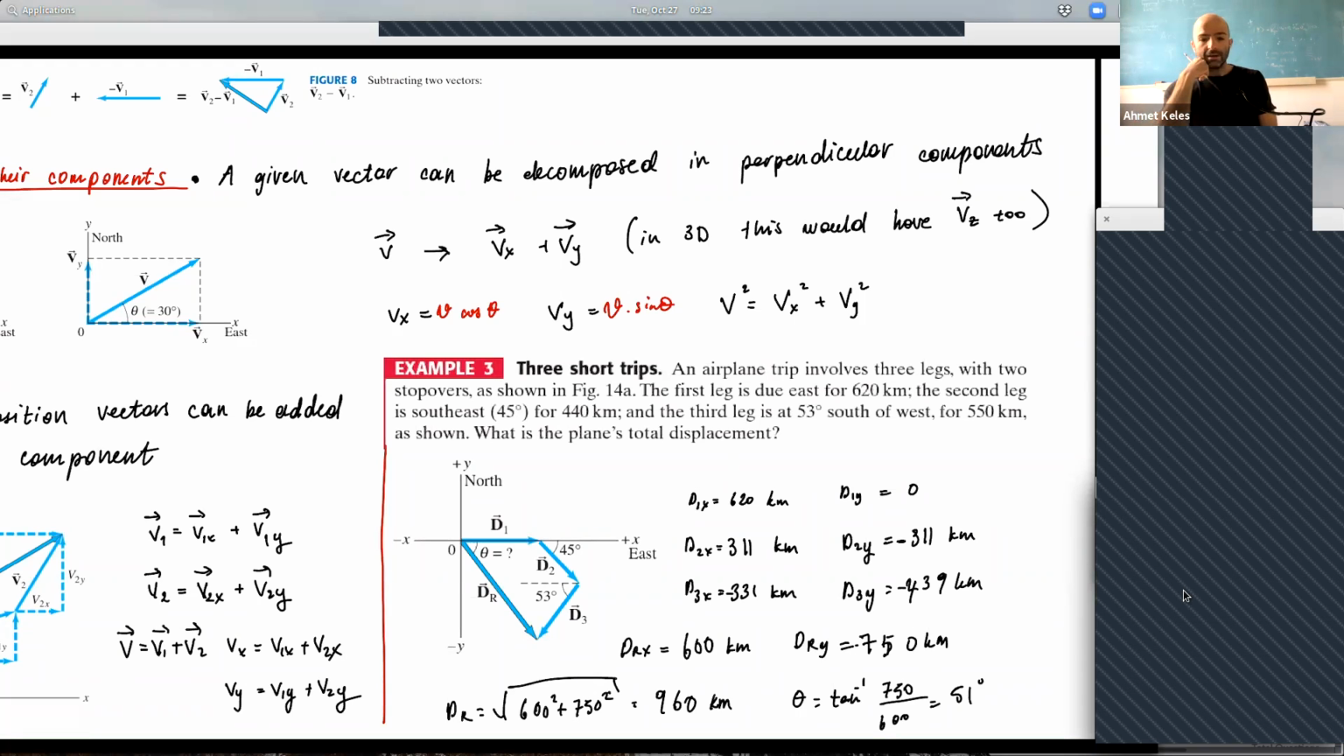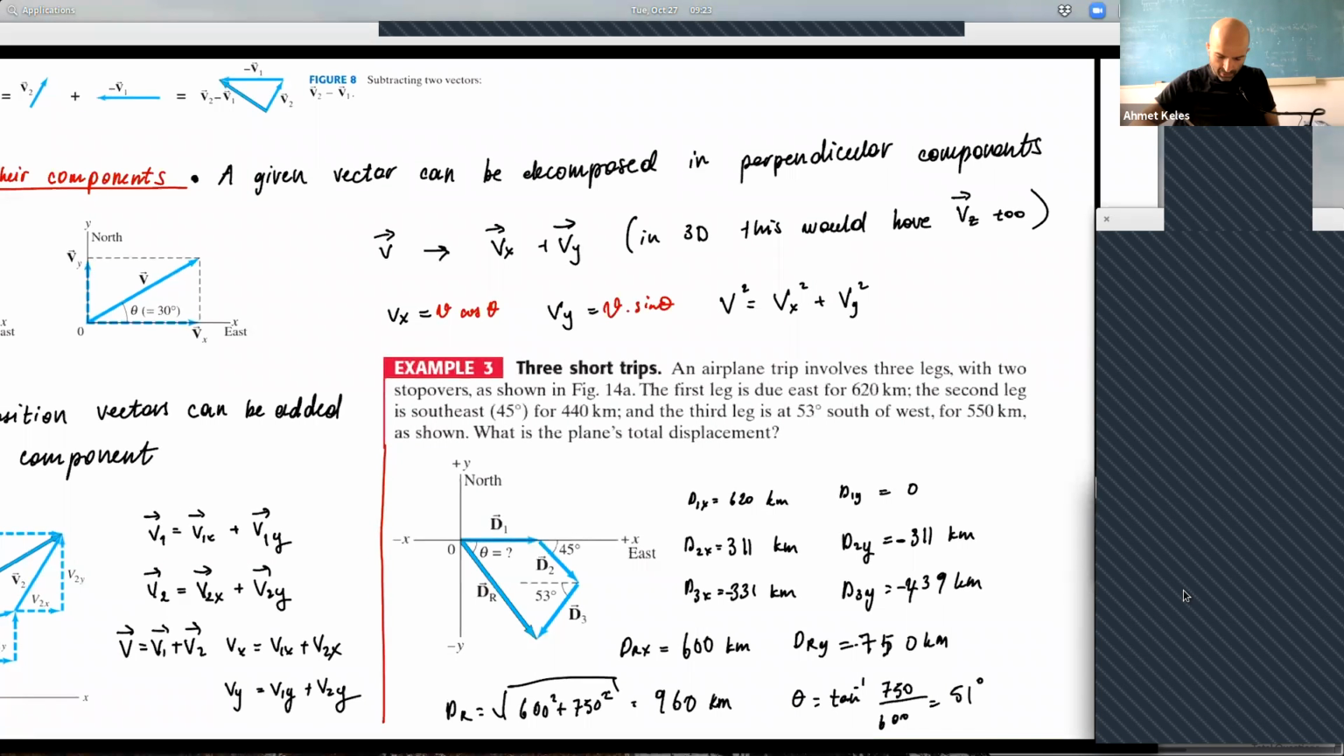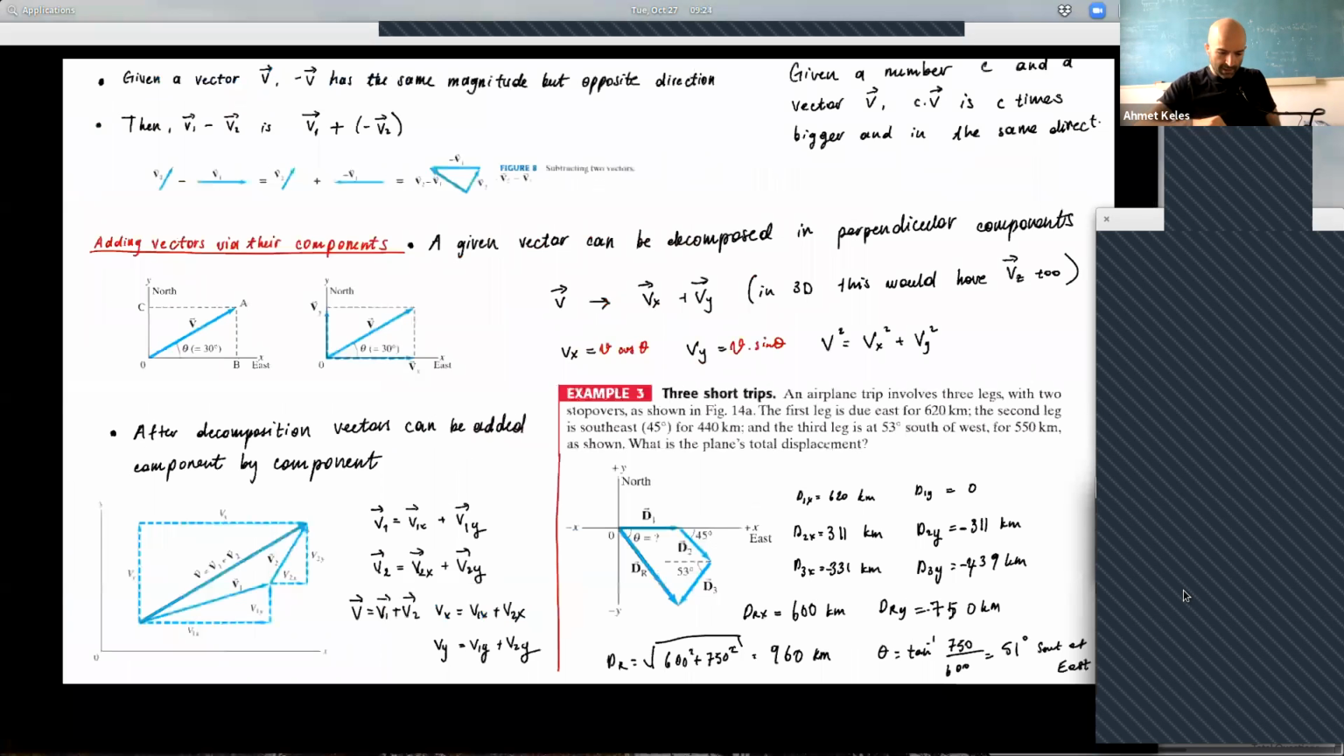Hope that's okay. Any problems? Anybody spot? Yes, minus 51, if you like, or I can say 51. I think the way your book says is minus 51 degrees north of east, oh sorry, south of east. South of east. I think we can move on.